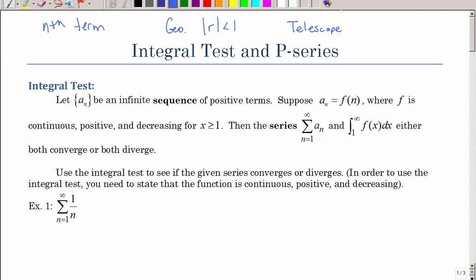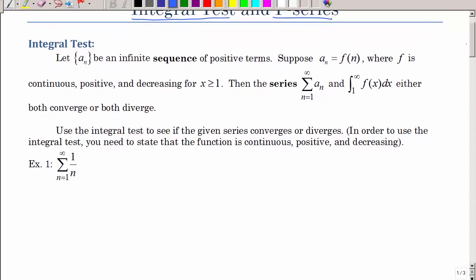This section we're going to be looking at the integral test, and from the integral test that's going to lead us to the p-series test. So let's get started with that integral test.